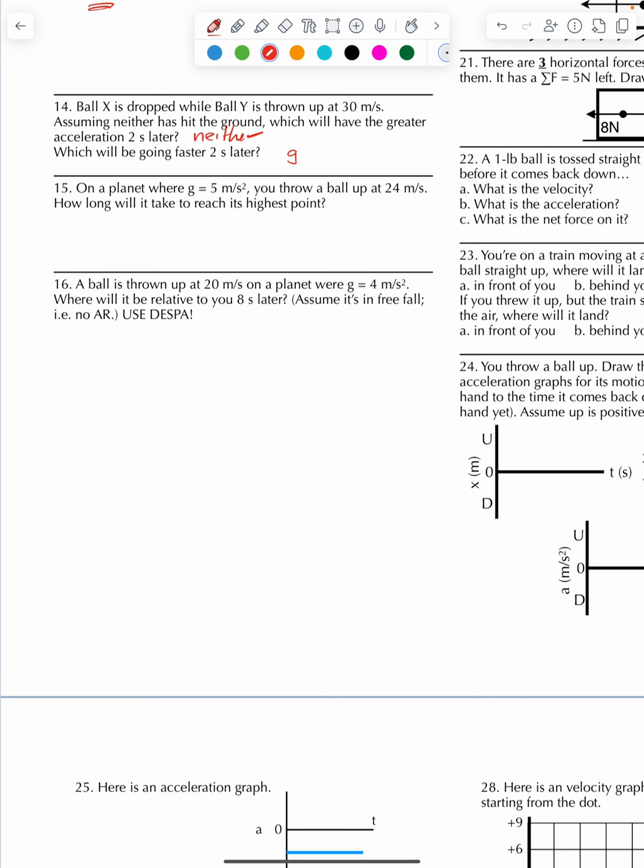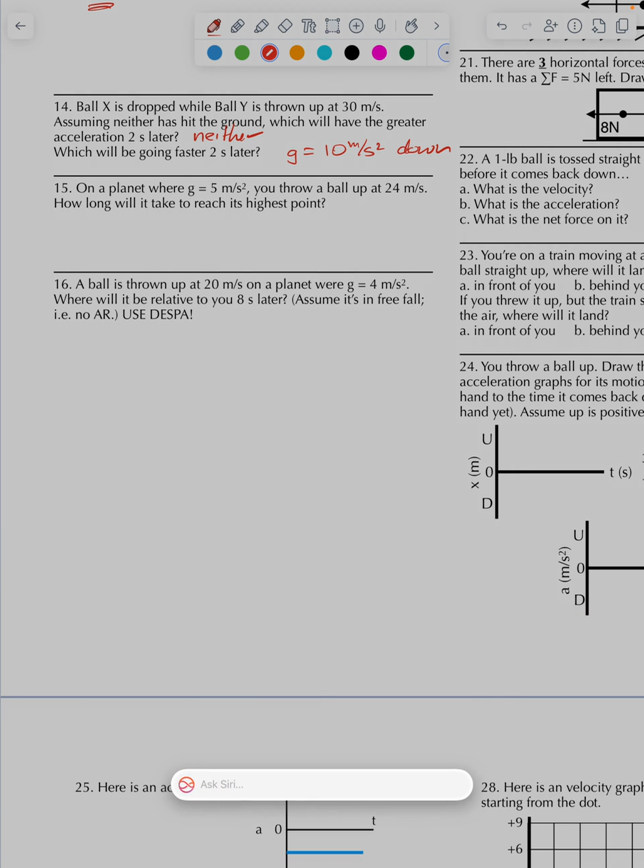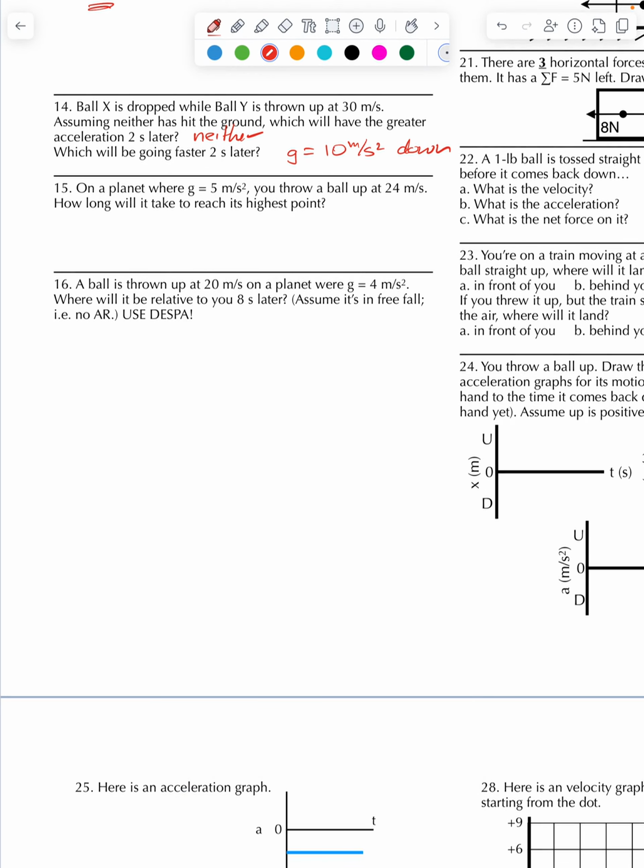So remember that the acceleration due to gravity is 10 meters per second squared down. And what that means is things in free fall are going to change their velocity by 10 meters per second every second. But it's going to be changing in a downward direction, if you know what I mean. So ball X is dropped straight down. And so it's going to be picking up speed. It starts at 0, right? So if ball X is starting at 0, 2 seconds later, how fast is it going to be going? Well, after 1 second, it's going 10 meters per second down. And after 2 seconds, it's going 20 meters per second down.